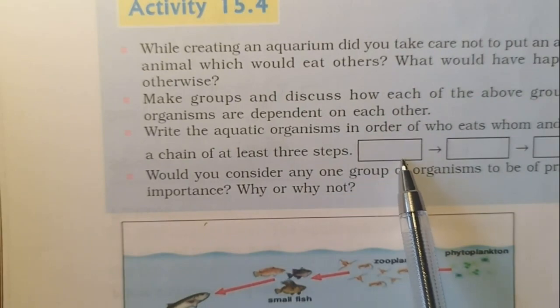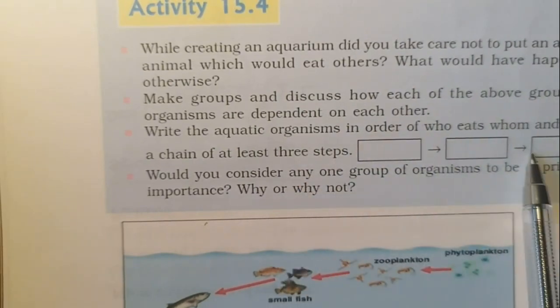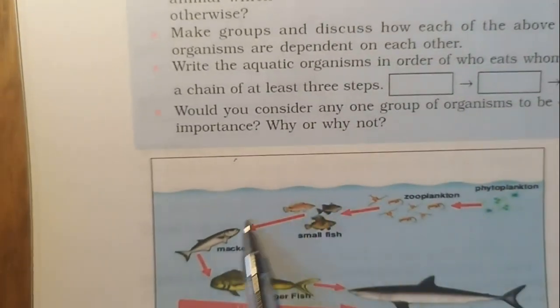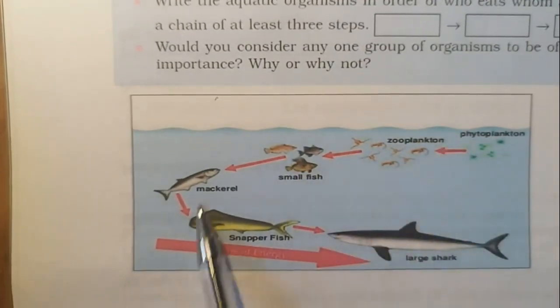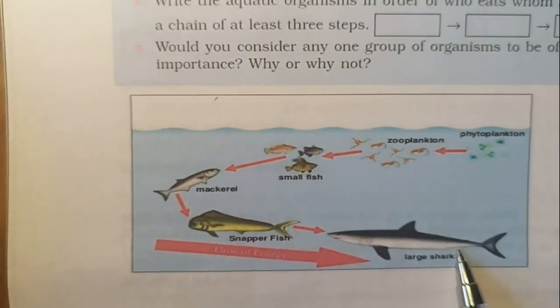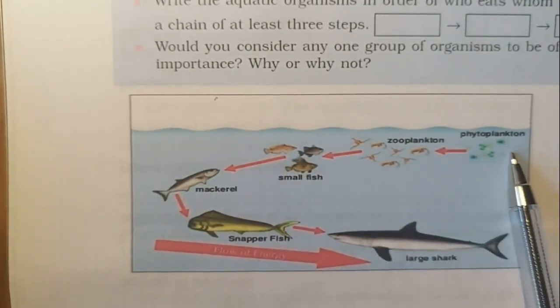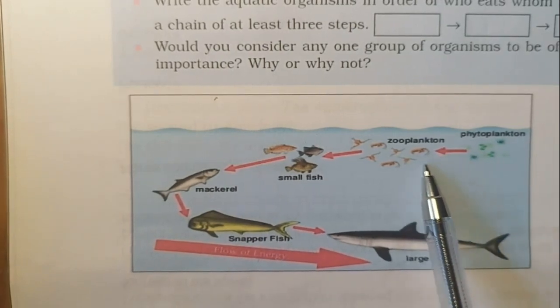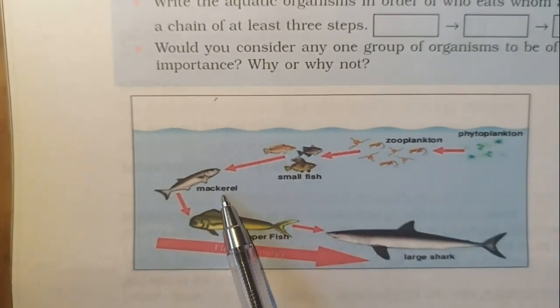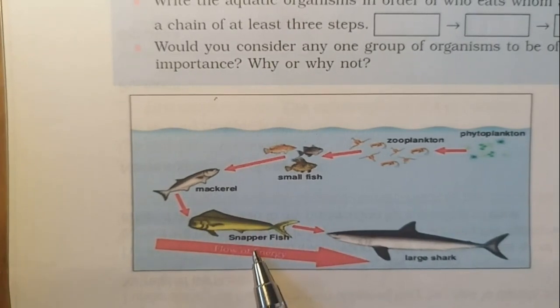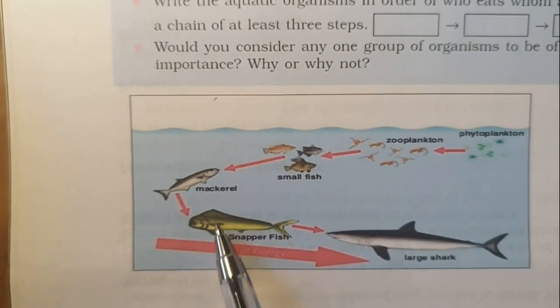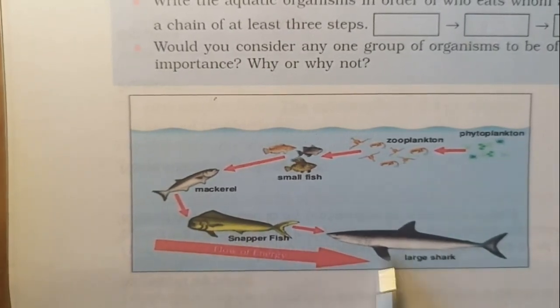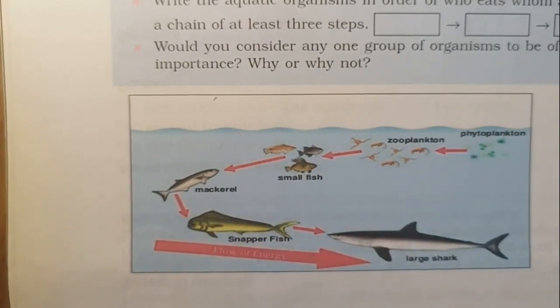So they have asked you to fill in at least three steps. You can put any of these steps there. You can make more steps than three. So phytoplankton, zooplankton, small fish, fish of the size of mackerel, and then snapper fish, these are the bigger ones, and the large shark, they feed on these smaller ones.